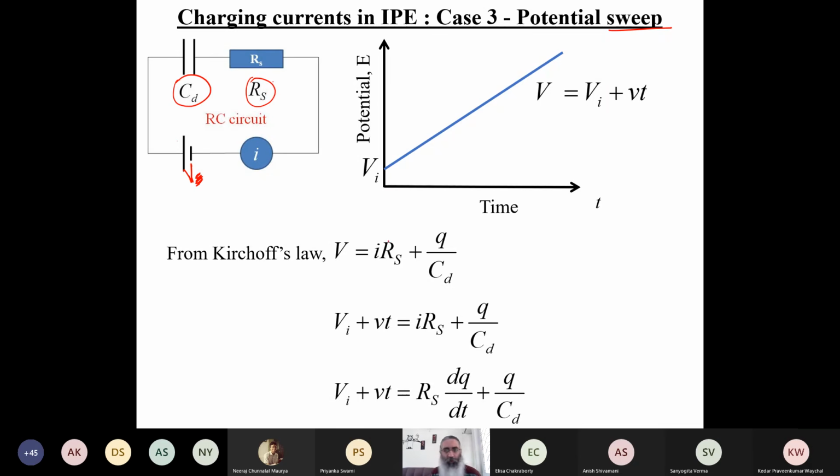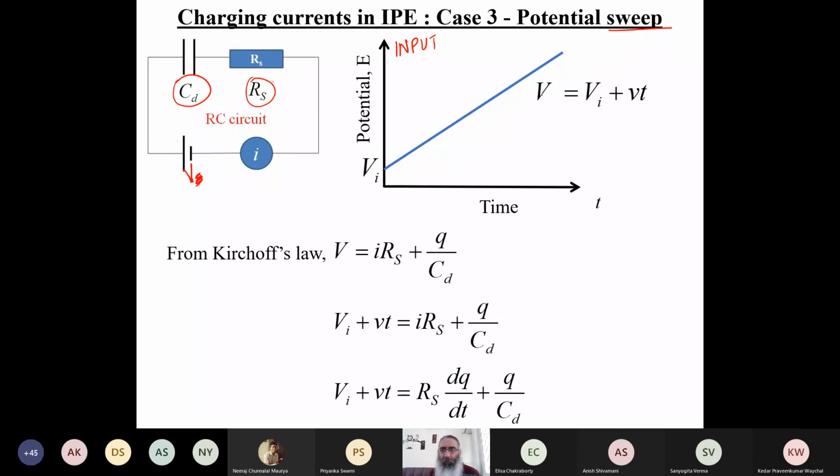We are not bothered about that. So that means the potential sweep can happen after a potential step. So imagine that you're doing case 1 first. You're stepping up the potential, that has been maintained constant with respect to time. And after some finite time, you decide to apply a potential sweep to the circuit. That means you are increasing the potential with respect to time. The input signal that you are giving is increasing with respect to time.